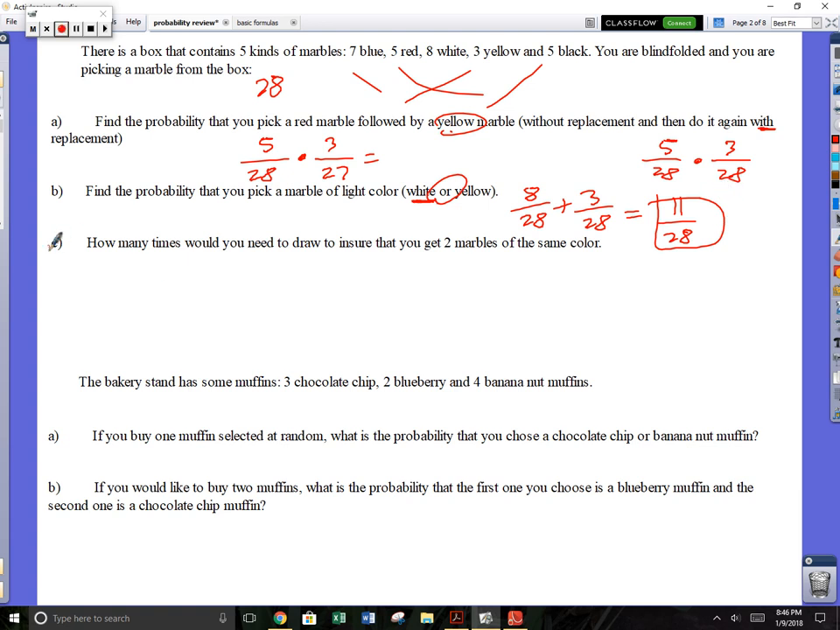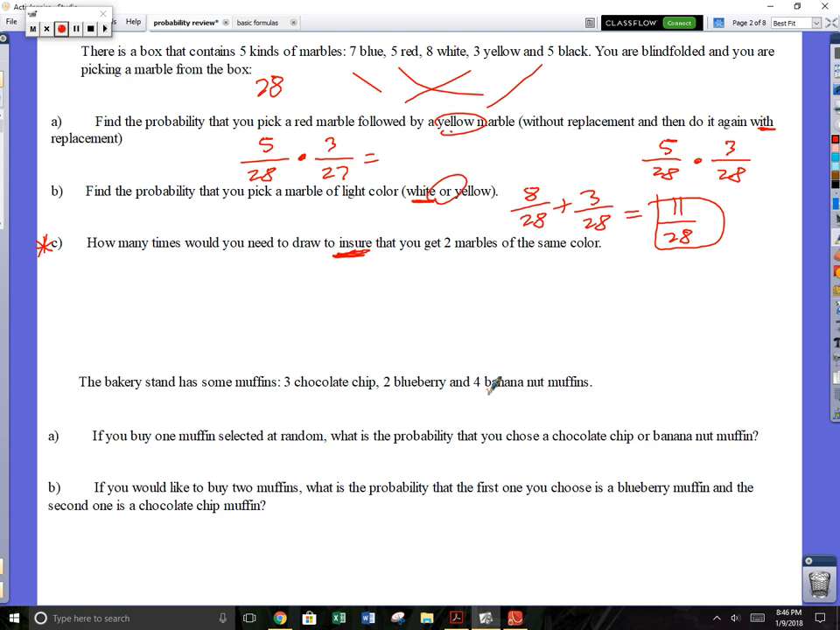Okay, C, this one is an awesome question. It's kind of a logic question. So how many times would you need to draw? So without replacement, so you're keeping them. You're going to draw them and keep them. How many times would you have to reach into that bag and draw marbles to guarantee that you get 2 marbles of the same color.